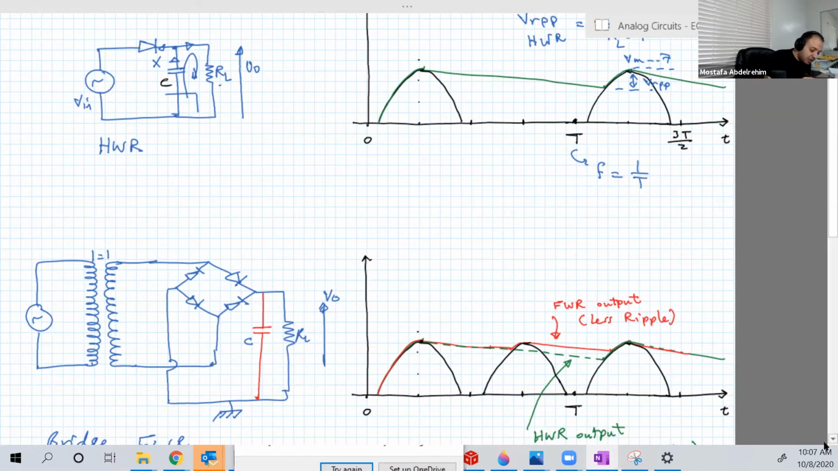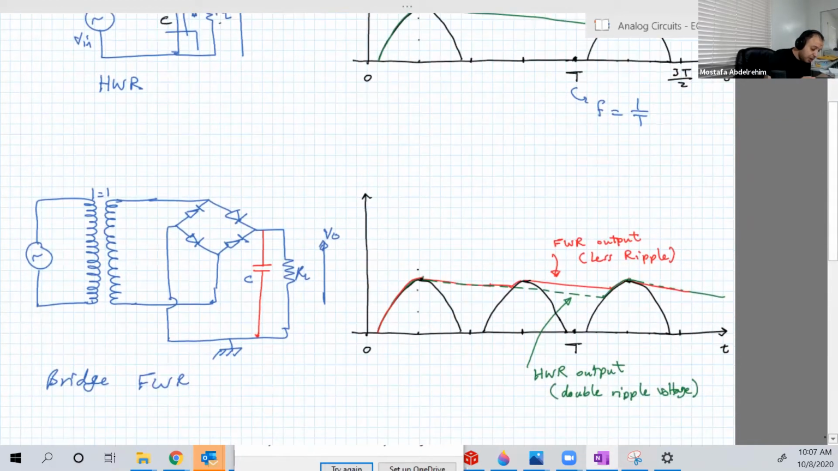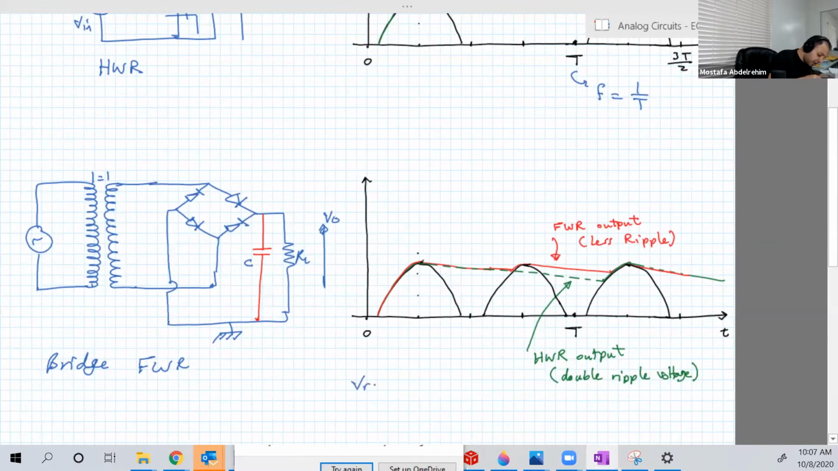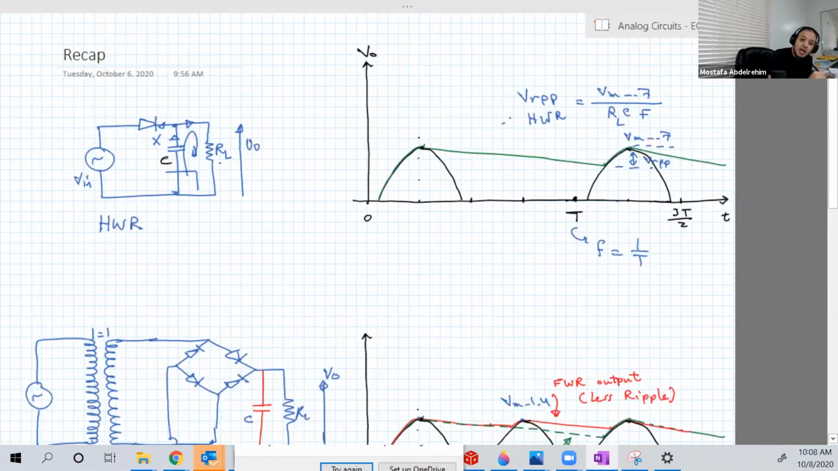If you want to go analytically and calculate the ripple voltage peak to peak, in that case it is equal to Vmax minus 1.4, which is that point, the output maximum, over 2 R C F. So the ripple voltage here is less than in the half-wave rectifier case, and that's good. We actually want it to be 0. Okay.